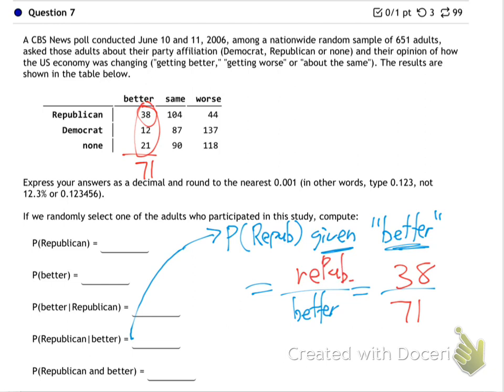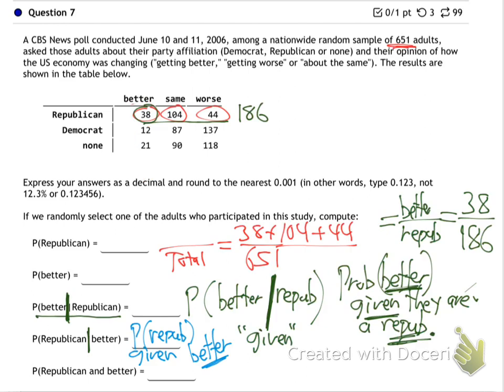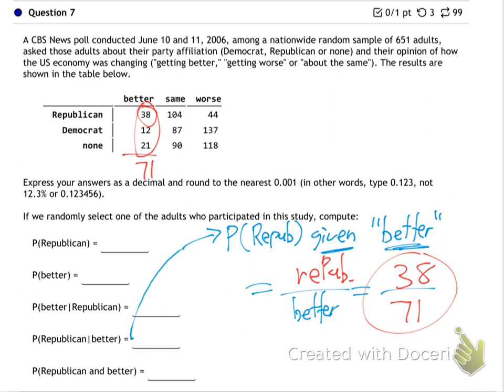Now that answer is different than the last answer. Notice that. So you see how the order matters? The probability of better given Republican is different than the probability of Republican given better. Those are different questions, aren't they? Those are definitely different questions.